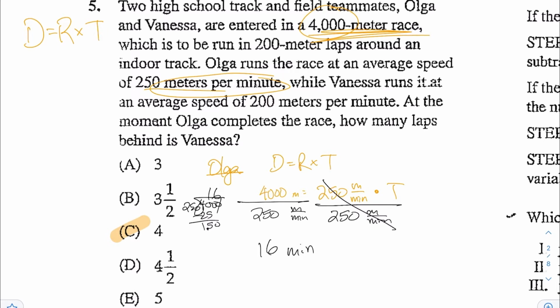All right, so here, if you look at the units, you know the units is minutes because it's meters divided by meters per minute, which means you have to do keep, change, flip, which is meters times minutes over meters, and meters will cancel out. So the units are in minutes, which is what you want because that's time. So Olga will finish in 16 minutes.